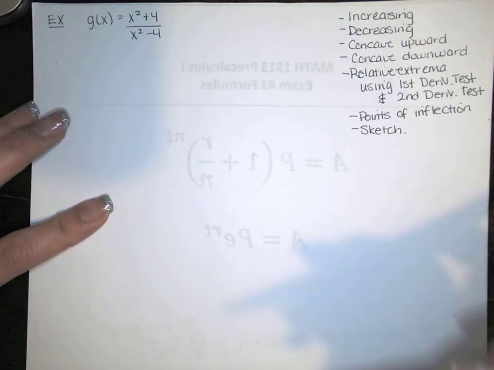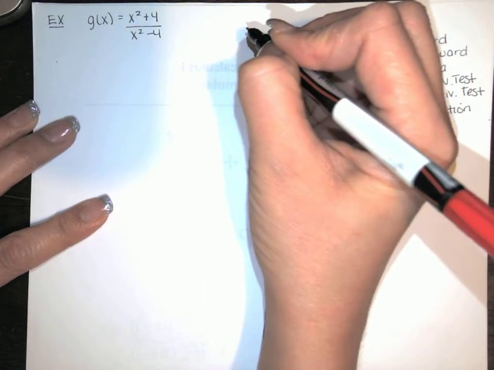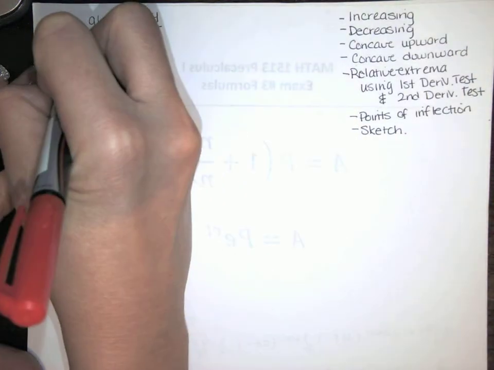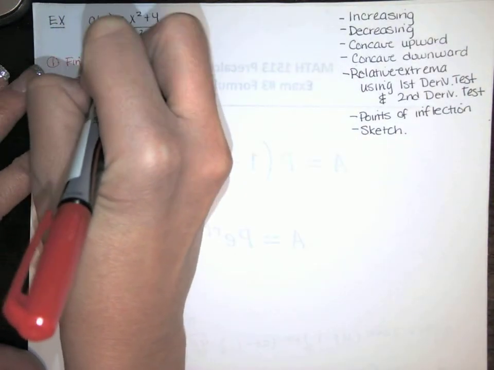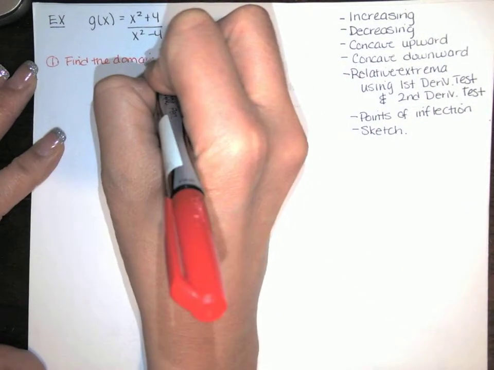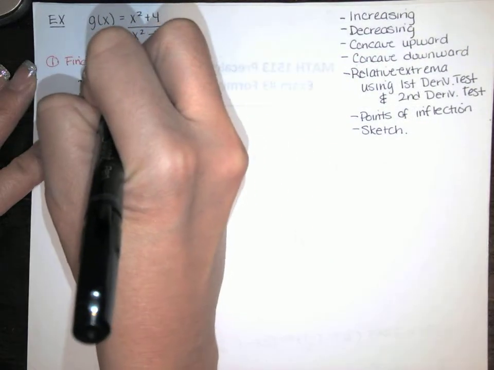The way we always start, it's a very good way to always start, is we'll find the domain of the function. You just need to figure out where this function is well defined. And this time, there are actually some x values that we have to leave out.